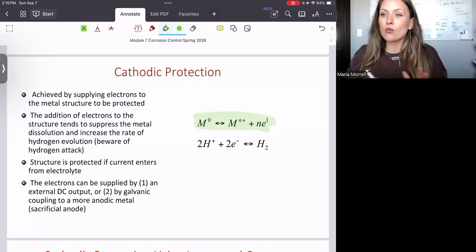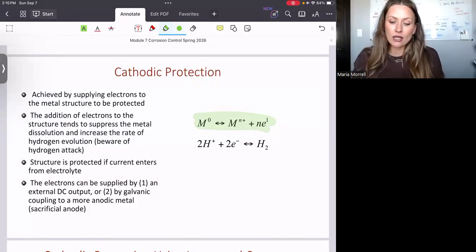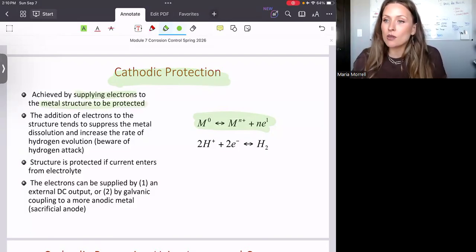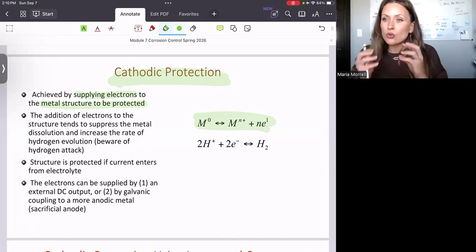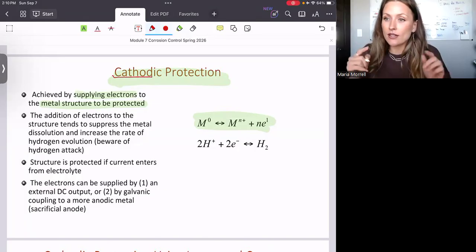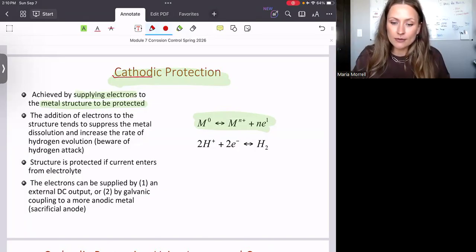And there are a few ways to achieve it, right? Okay, so once again, cathodic protection is achieved by supplying electrons to the metal structure to be protected. So you always have this galvanic cell. With cathodic protection, you have the galvanic cell, but what you do is ensure that the electrons flow toward the metal that you're trying to protect. Because when that happens, that means your material plays the role of the cathode. And this is why we call it cathodic protection, right?